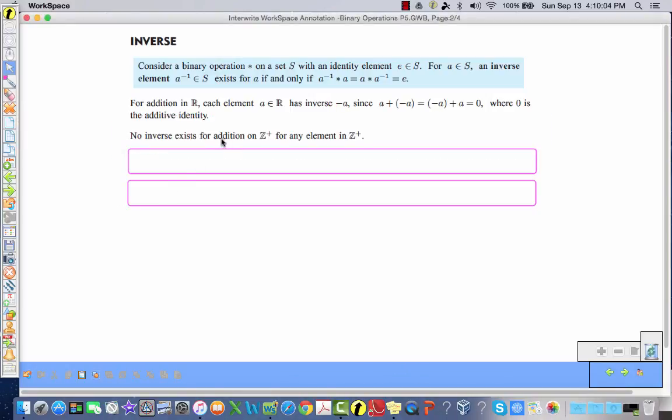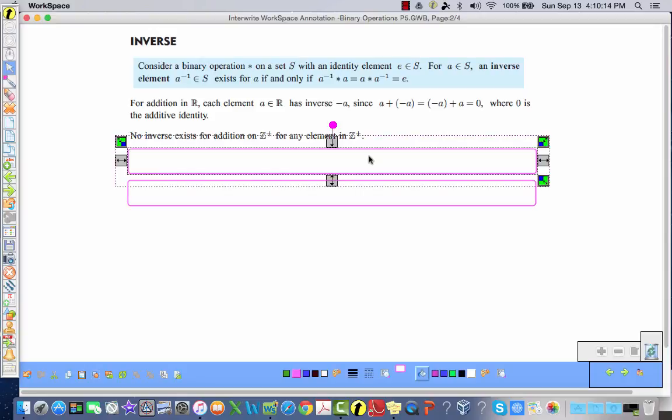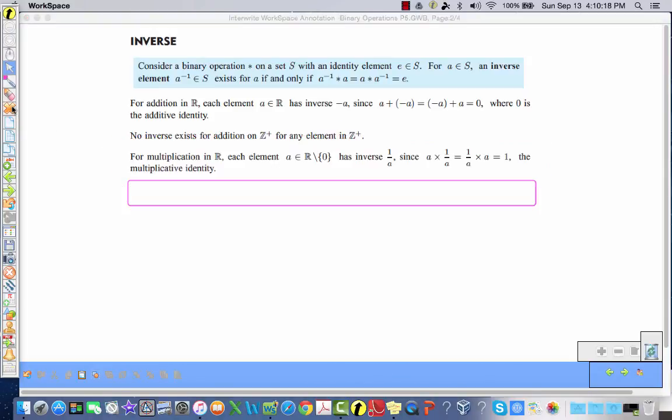No inverse exists for any element in the positive integers. And that makes sense because we're only combining positive integers, so we can't get 0 with addition.